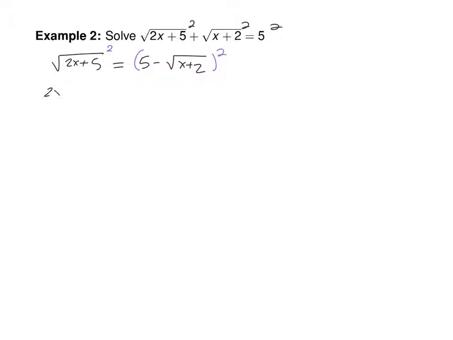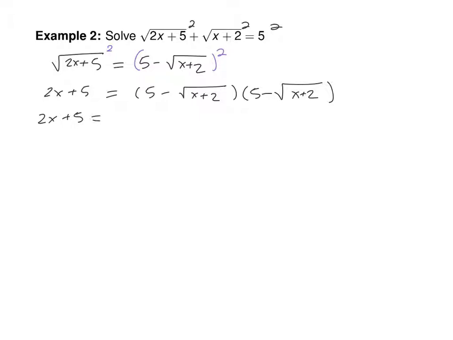So that gives 2x plus 5. I'm actually going to write down a lot of the steps: 5 minus root x plus 2 times 5 minus root x plus 2. Is everyone okay with what I'm doing? You can cry because it takes half a page of paper, okay? Like you're allowed to do that. Okay, so that's 2x plus 5.